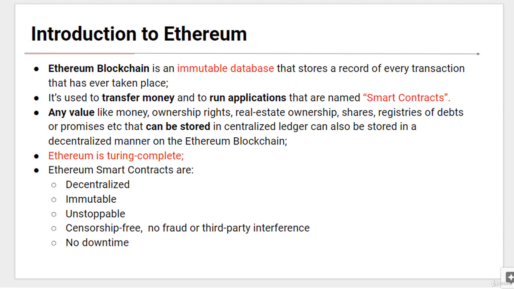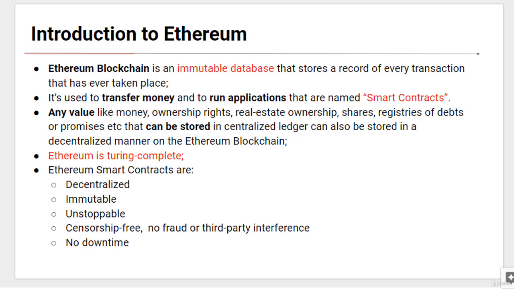Also, there is no downtime. Ethereum is run on hundreds or thousands of Ethereum nodes. If a node or 10 nodes or 100 nodes are down, the Ethereum network continues to run. There is no downtime like in case of a classical server.